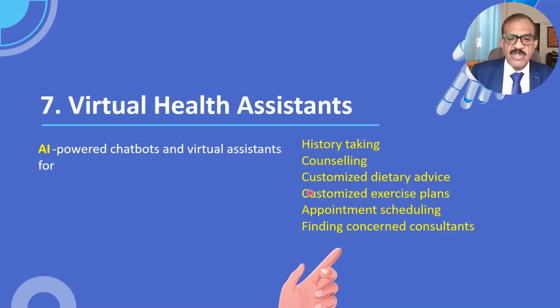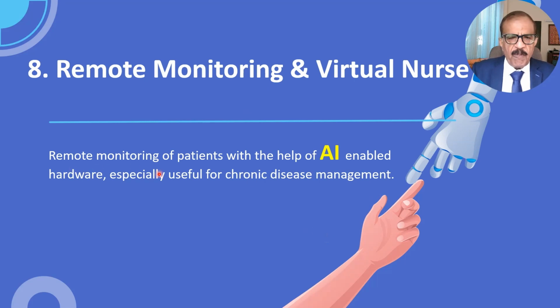It can make customized dietary advice according to the patient's disease. Patients, for example, with diabetes, hypertension, heart failure, gluten neuropathy. It can give you very customized dietary advice according to your weight, your height and your gender. Customized exercise plans, appointment scheduling, and finding concerned consultants. All these are possible by making a machine your virtual health assistant. Remote monitoring of patients with the help of AI-enabled hardware, especially useful for chronic disease management.